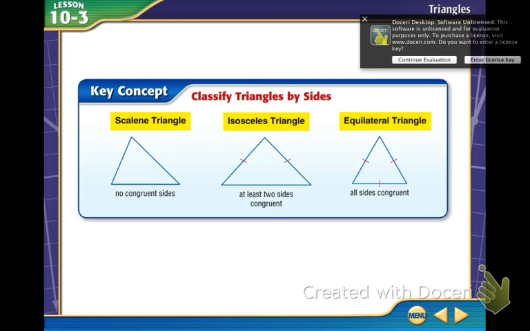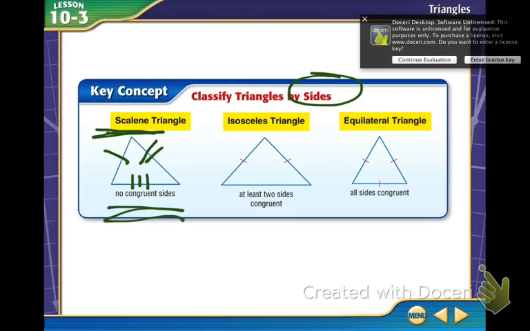Now, besides classifying triangles by their angles, we can also classify them by their sides. So scalene has no congruent sides, where congruent means the same measure. So all of these sides have different lengths. And we'll show that here by putting a different little hash mark. There's one hash mark on that one, 2 on this other side, and 3 on the other side. That shows that none of them are congruent.